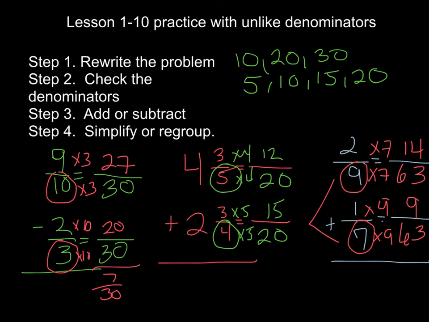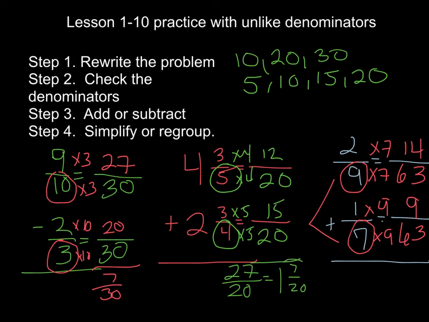We'll finish these problems quickly here before we end our lesson. 12 plus 15 is 27 over 20. And step 4 says simplify or regroup this problem. We're going to regroup this problem because it is equal to more than 1. 20 will go into 27 one time with 7 left over out of 20. That would be our final answer.